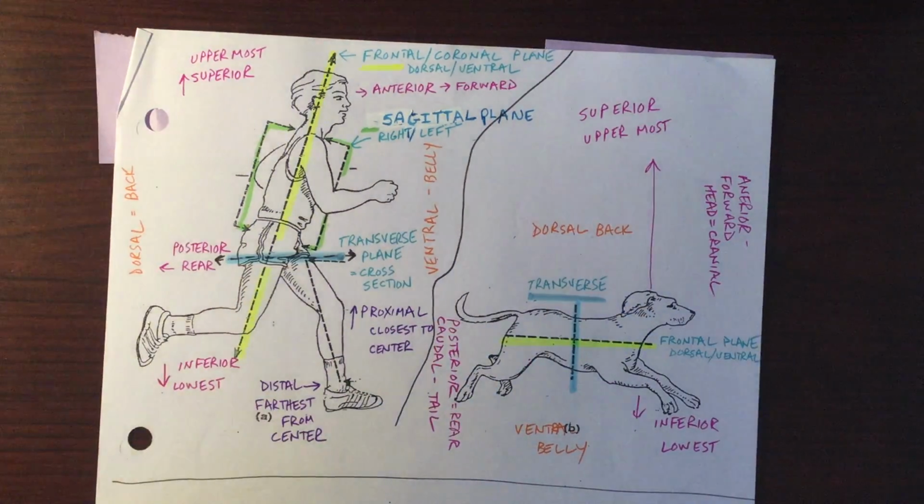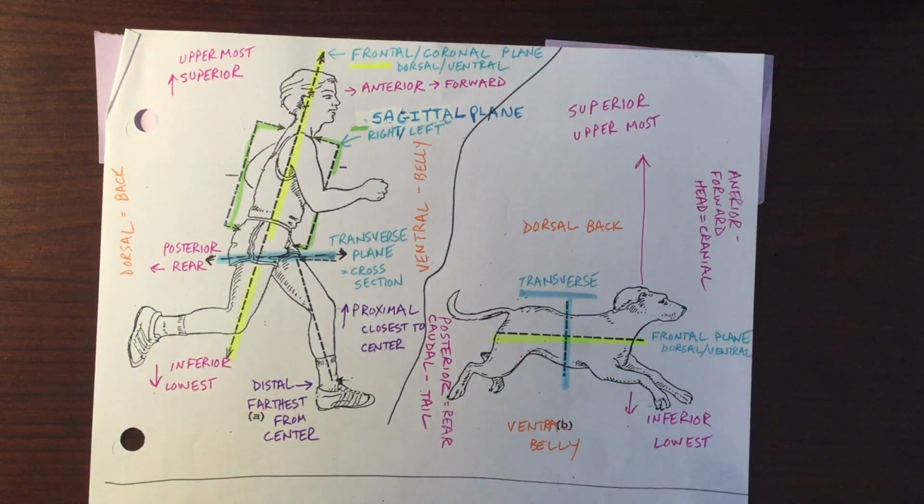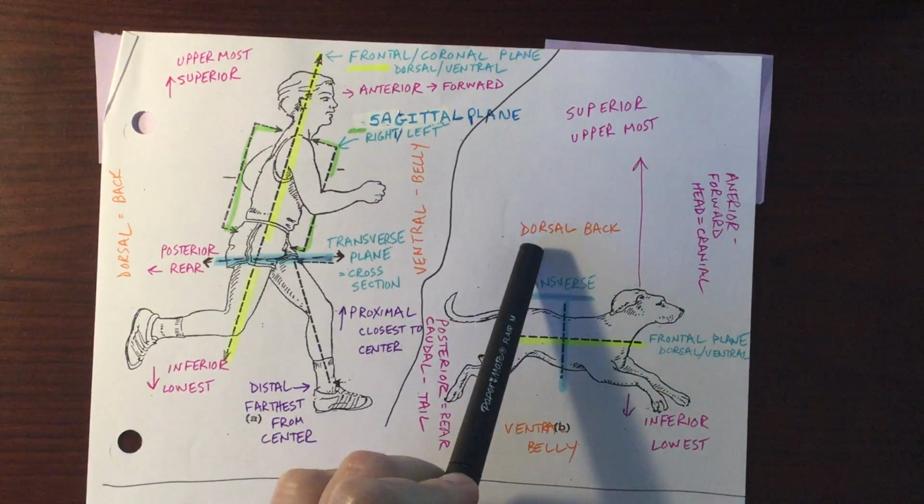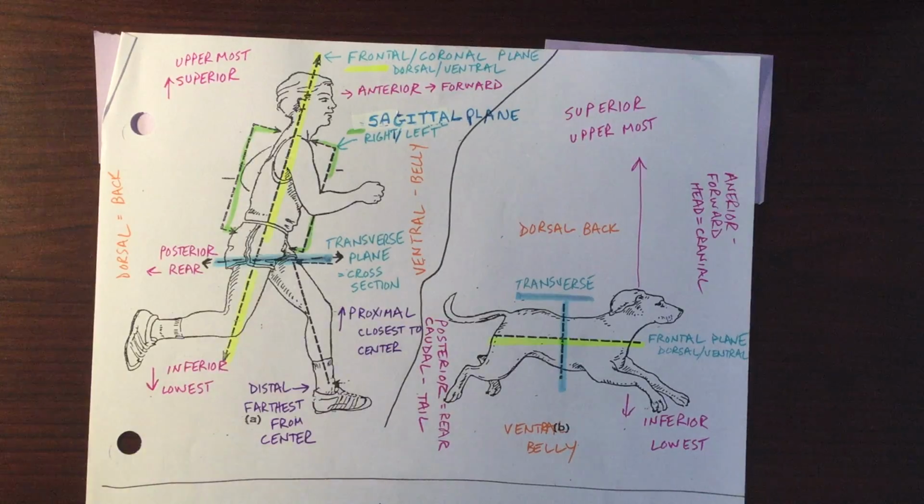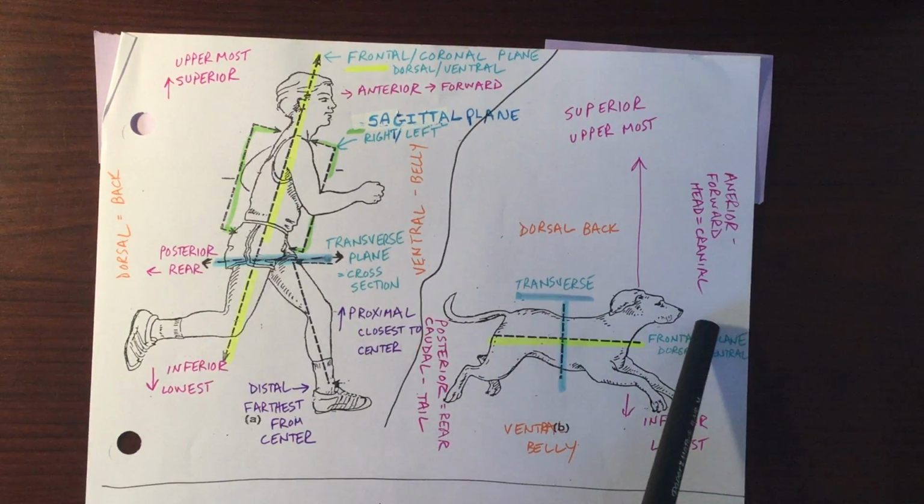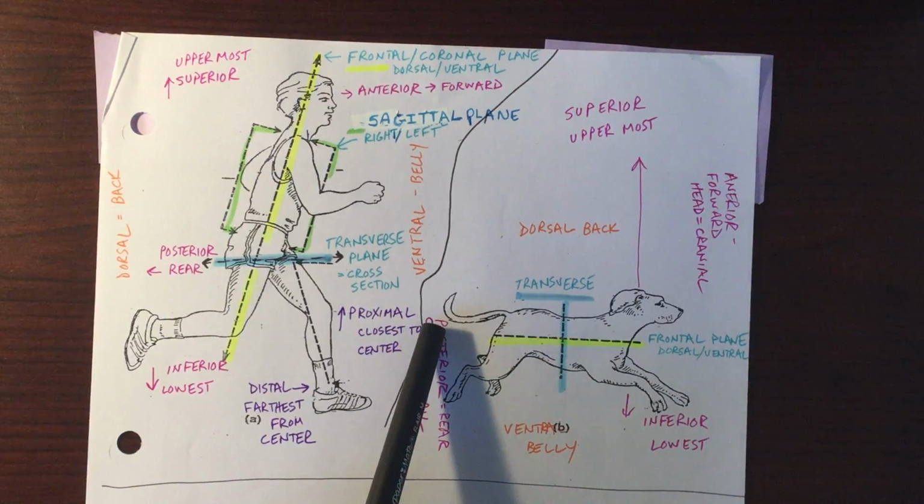We could also have a sagittal plane. It's not added in here. I'll show it to you guys on another one of the organisms that you will see in a moment. Superior still upmost, inferior still the lowest portion, ventral is still belly, dorsal side is still the back side. Another one, we have our anterior end is towards the front, posterior end is towards the rear.